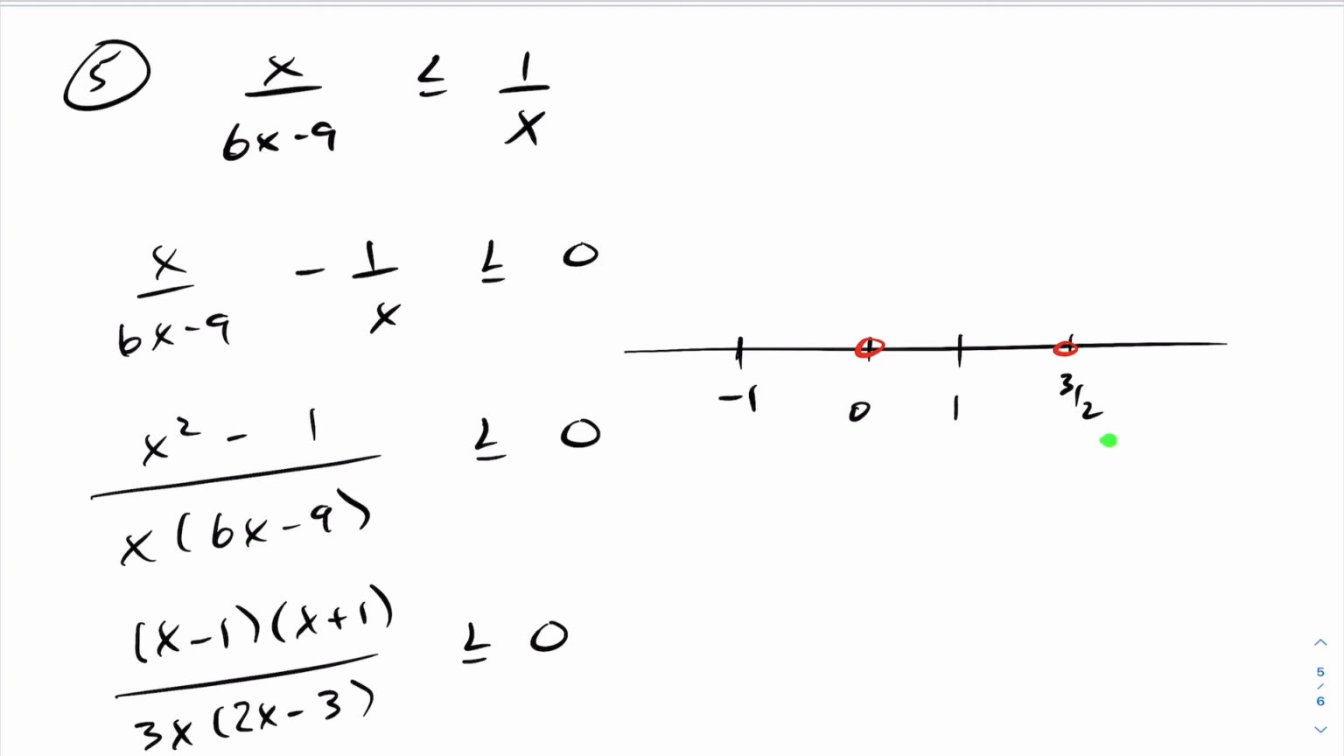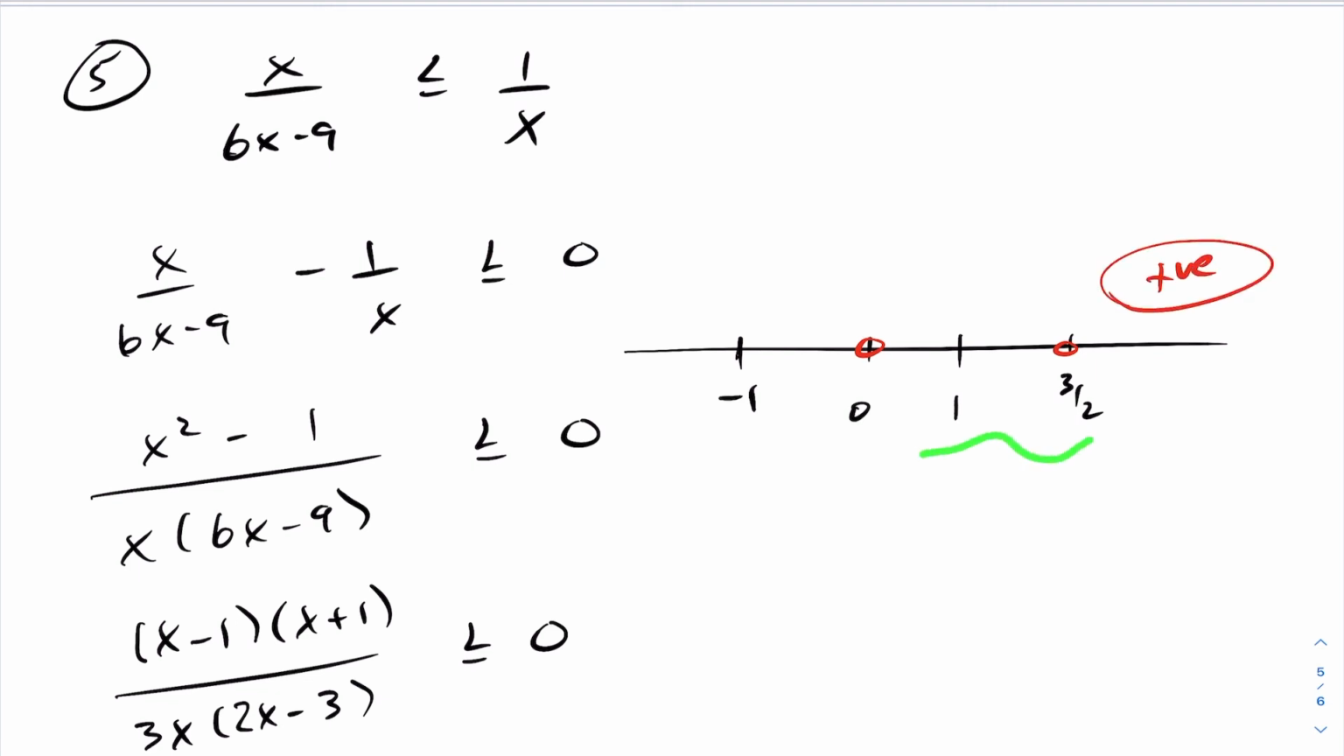So same idea here. Pick a number in each interval and see whether it is positive or negative when substituted into this expression. So pick a value greater than 3/2. Let's say 10. In this case here, we're going to have positive, positive, positive, positive. So the product here is positive.